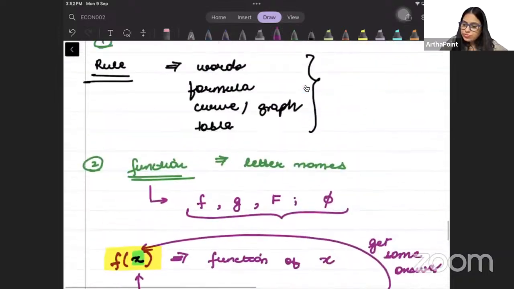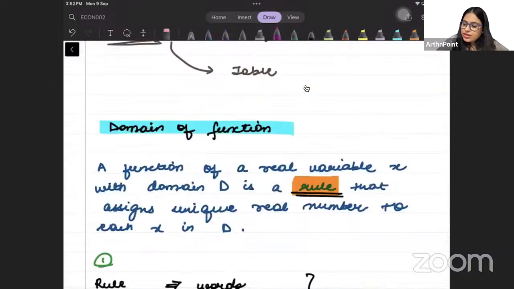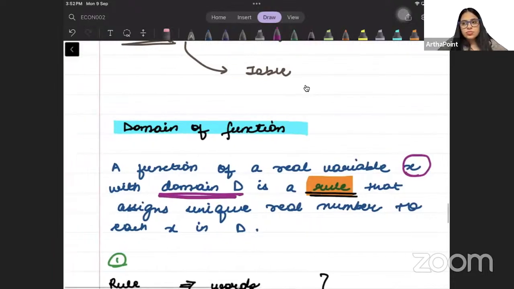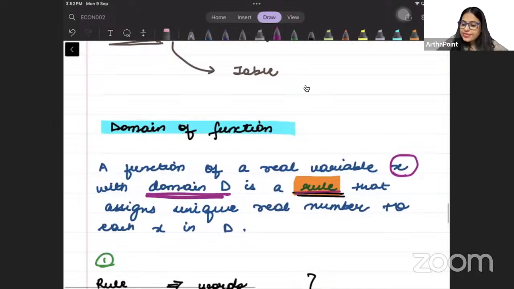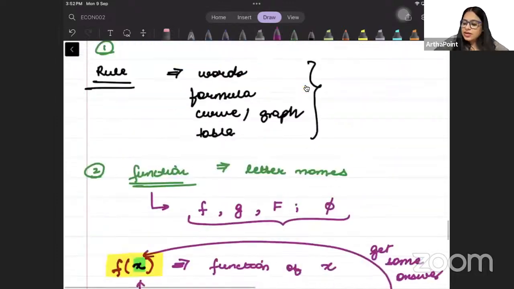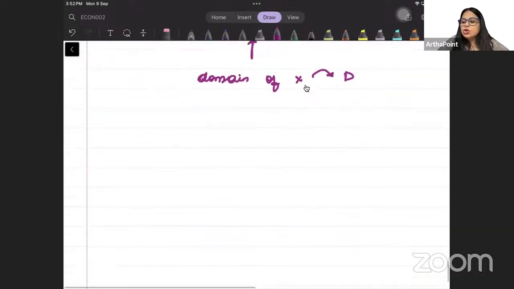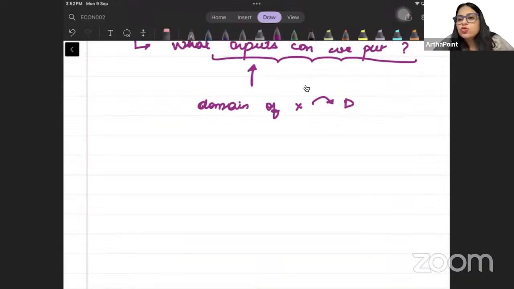देखो, read it out. A function of real variable x. So function किसका function है? वो x का function है. X का domain क्या है? D. Right? Is a rule that assigns unique real number to each x in D. तो हम क्या कर रहे हैं? When we are putting x from the domain, we are getting some answer of the function. What is domain? Domain is defining which values x can take.